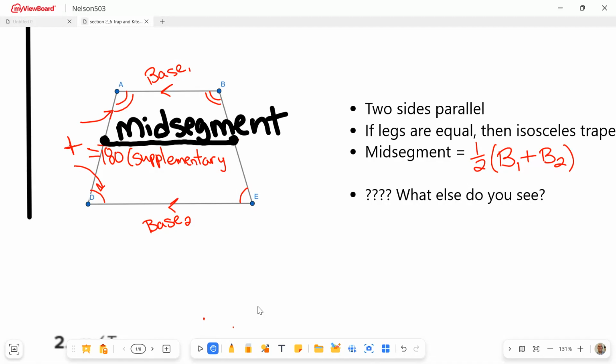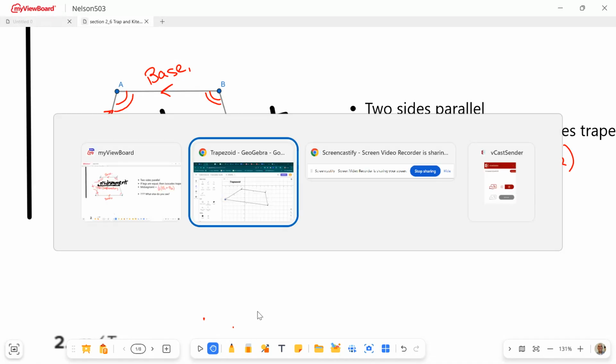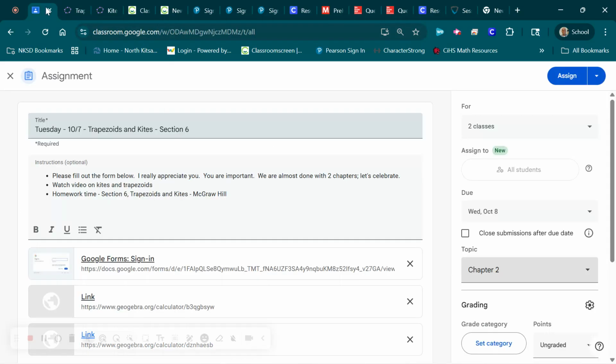I want you to open up the assignment. I want you to do the best you can. And when you look back here at our assignment, it says we're going into section 6, trapezoids and kites, and that's in McGraw-Hill. So thanks for taking some notes and following along with me. As you come across a problem in the homework that you might not be able to do and you have to add some information to it, well, add that piece of information to your notes. Okay? Thanks, everybody.